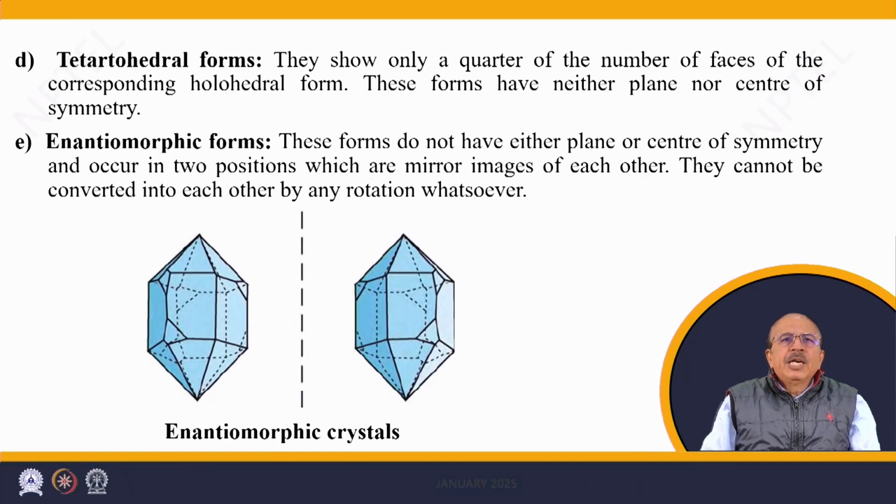Next are the tetrahedral forms. They show only a quarter of the number of faces of the corresponding holohedral form. These forms have neither plane nor center of symmetry. Enantiomorphic forms: these forms do not have either plane or center of symmetry and occur in two positions which are mirror images of each other. They cannot be converted into each other by any rotation whatsoever. So these are the different types of forms of the crystals.